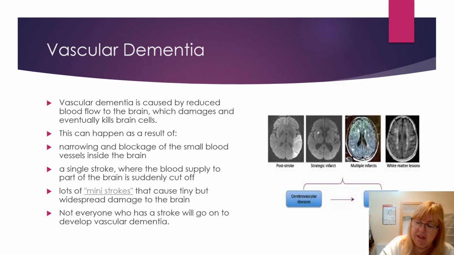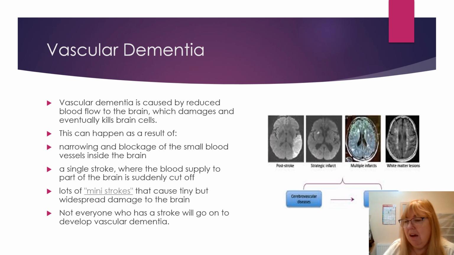That's Alzheimer's, okay? So remember, Alzheimer's is caused by the proteins. Vascular dementia, we know a little bit about vascular dementia because it's related to strokes. And it's caused when the reduced blood flow to the brain damages and kills the brain cells. Now we know that happens in strokes, and it could be whatever the cause of a stroke is, narrowing and blockage of the small blood vessels inside the brain, or just one big stroke where the blood supply is cut off for quite a long time.